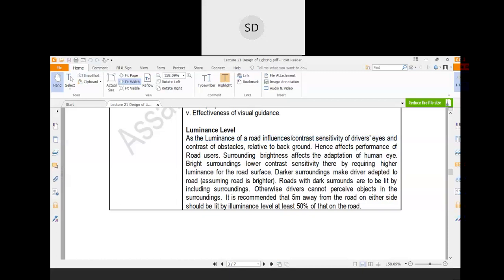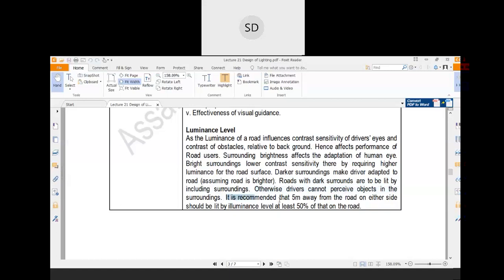Now, surrounding brightness affects the adaptation of the human eye. If the brightness is more, the human eye can see more prominently. Otherwise our visibility would be reduced. Brighter surroundings mean lower contrast sensitivity, thereby requiring higher luminance of the road surface. Roads with dark surrounds are to be lit including the surroundings. If the road surface is darker, then when you provide road lighting it is necessary that the road surface as well as the surroundings are visible. Otherwise the drivers cannot perceive objects in the surroundings.